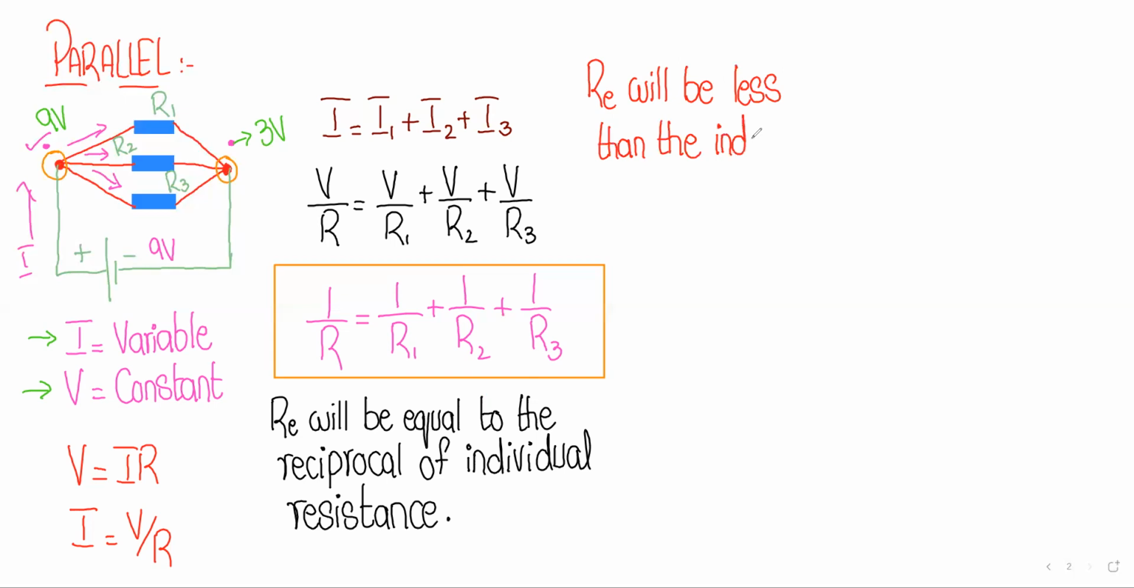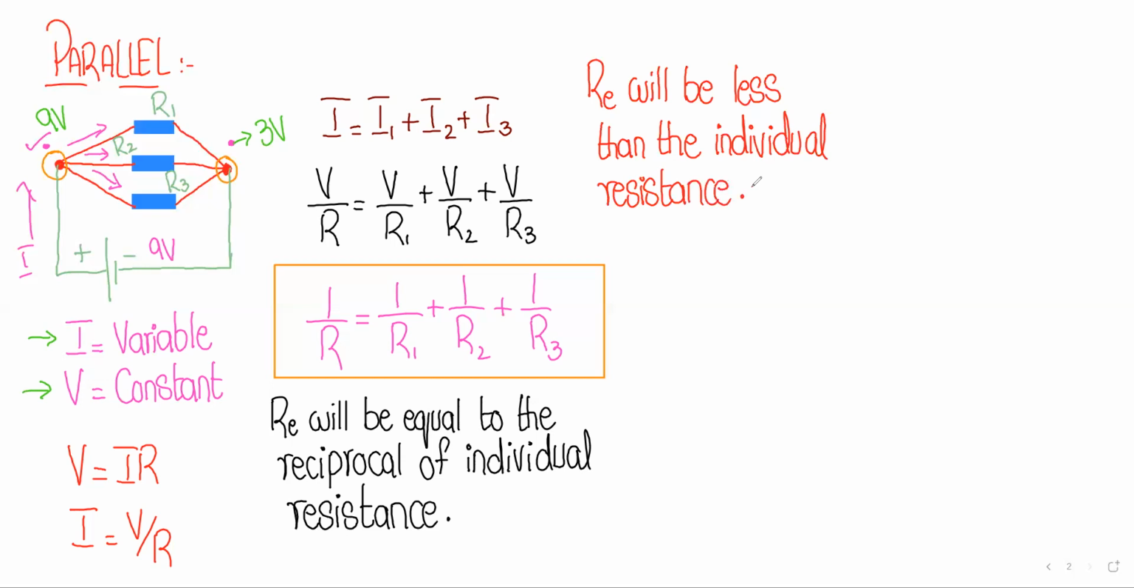If there are 10 resistors over there, the final value will be less than the smallest resistor among all of them. With 10 resistors, the final value will be the lowest. Yes, you can also check the same values by calculation.